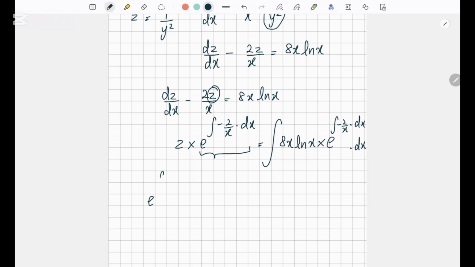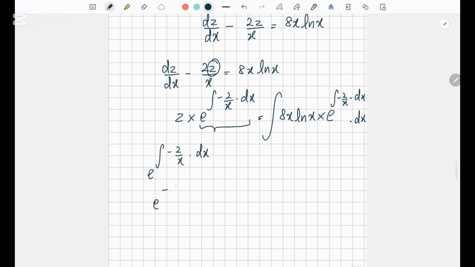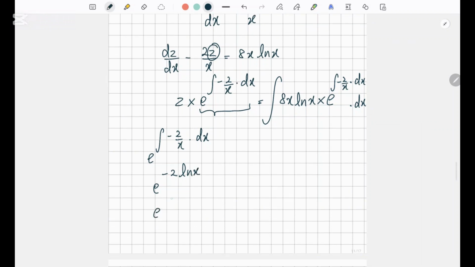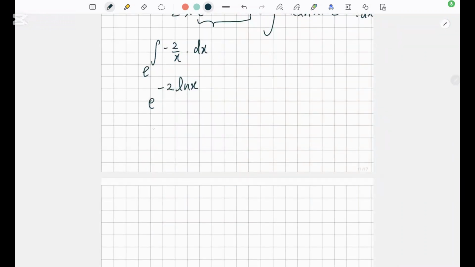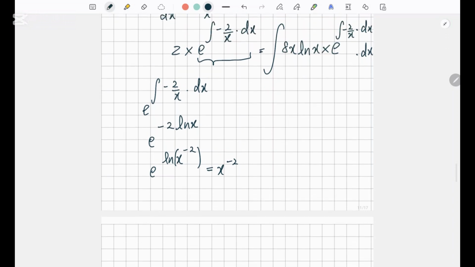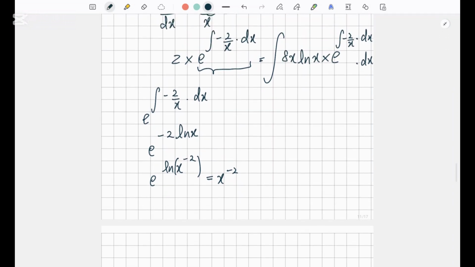So e to the power the integration of minus 2 over x dx, what does this give you? E to the power minus 2 into ln x, right? So this is e to the power ln x to the power minus 2. So if you have e to the power ln, the terms inside the brackets is going to be your answer. So this is x to the power minus 2. Alright, so now let's use the formula.